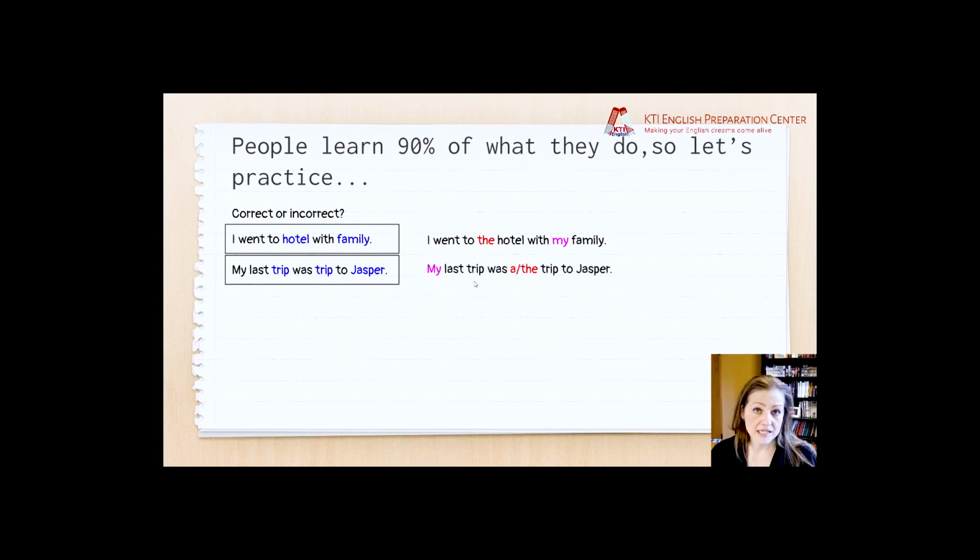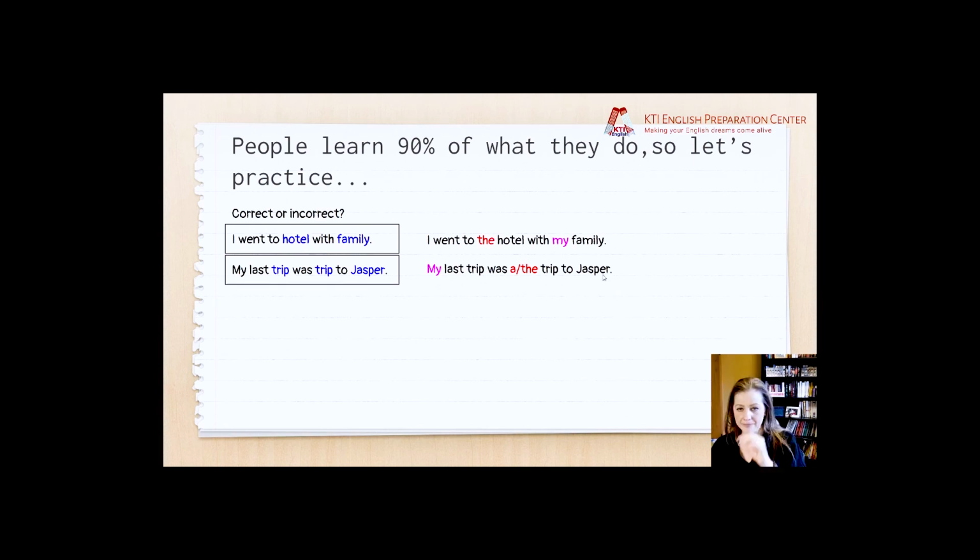I have to correct my student and say my last trip. Again, this is a different kind of determiner, the pronoun possessive determiner. Last is the adjective, last trip, my last trip. So we're talking about his or her last trip. Was either a trip to Jasper, if we're not saying specifically, but when we specify last trip, generally you're going to say was the trip to Jasper. My last trip was the trip to Jasper.